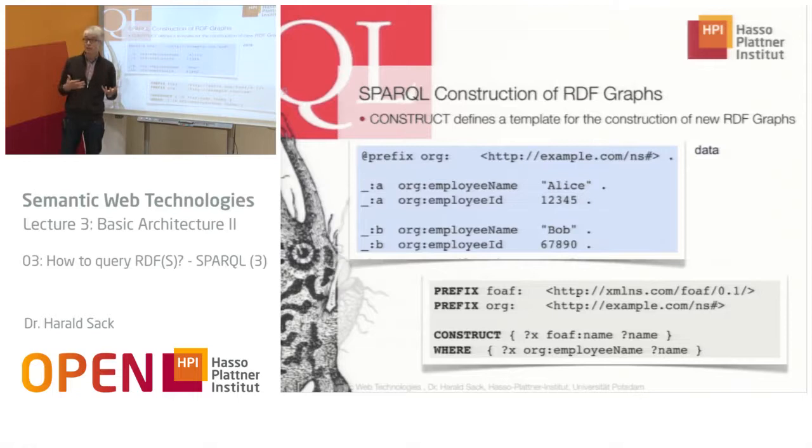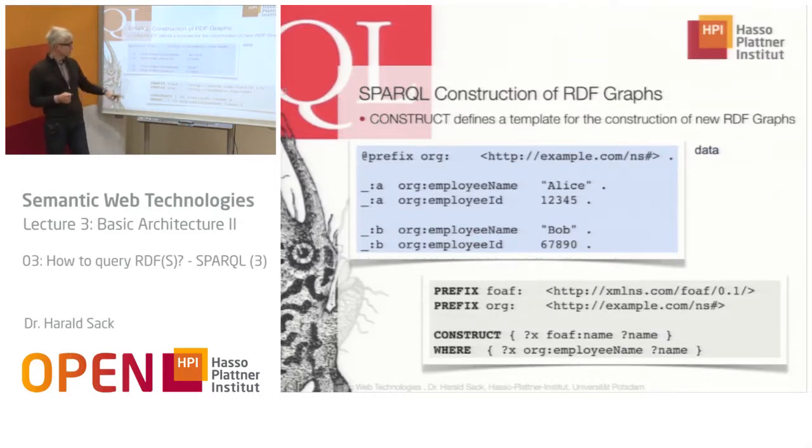Okay, let's take a look at a small example for the construct statement. Construct itself defines a template for the construction of RDF graphs. Let's take a look first at the database we are querying here. We have one prefix, the org prefix for some example namespace. Then we have two different persons, Alice and Bob, connected to some blank node. And we have an employee name and an employee ID for both of these persons.